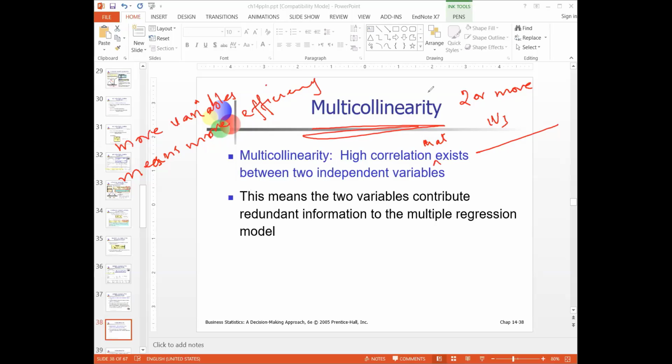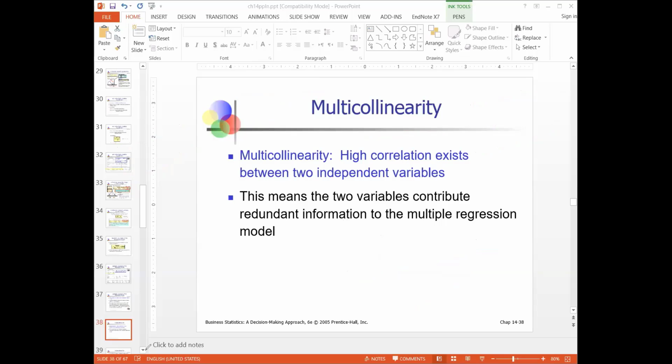So the regression model assumes that there should be no high correlation between IVs. So if it is high, then there's a problem. So this means two individuals contribute redundant information in the regression. So if they are highly correlated, it means they are showing same information. So there is an overlap, and that overlap will create a problem. So we'll discuss this in the coming slide.